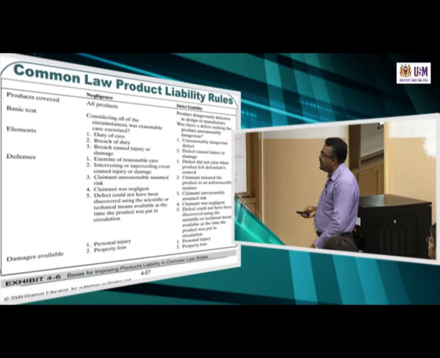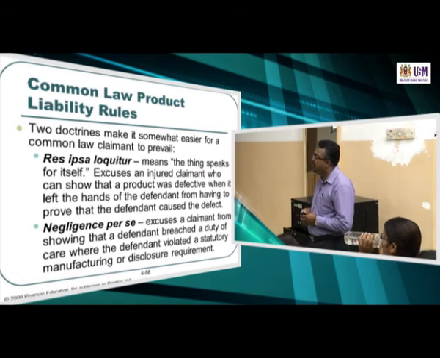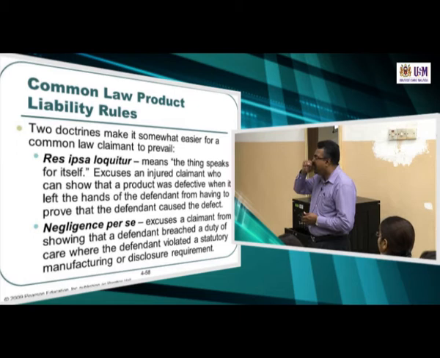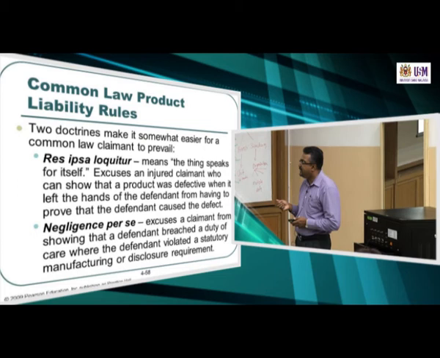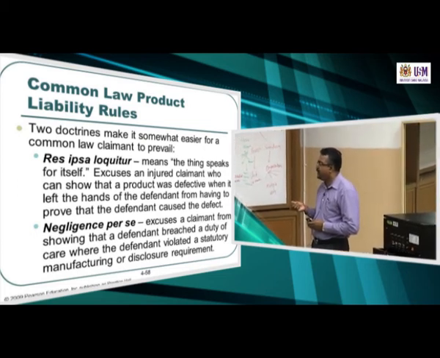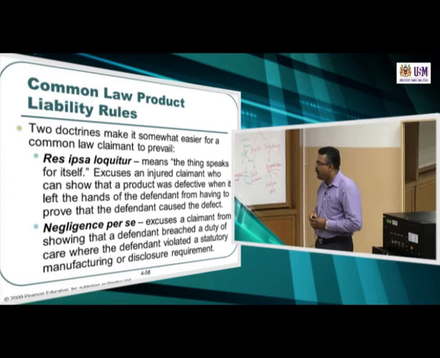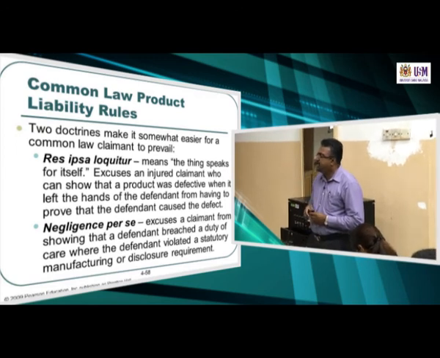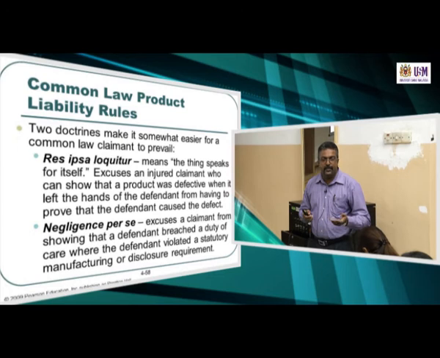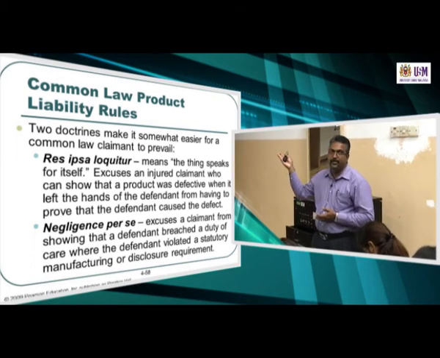Okay, let's go to the two doctrines that make it somewhat easier for a common law claimant to prevail. Res ipsa loquitur is a Latin phrase meaning the thing speaks for itself. It excuses an injured claimant who can show that the product was defective when it left the defendant's hands from having to prove that the defendant caused the defect. Negligence per se excuses a claimant from showing that a defendant breached a duty of care where the defendant violated a statutory manufacturing or disclosure requirement. The first one is that there is evidence already that you have a stomachache, for example, you can show the medical certificate. The thing speaks for itself. That means you already have evidence.